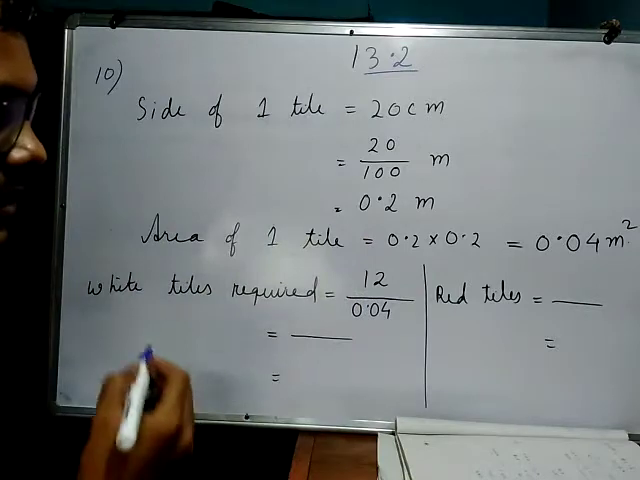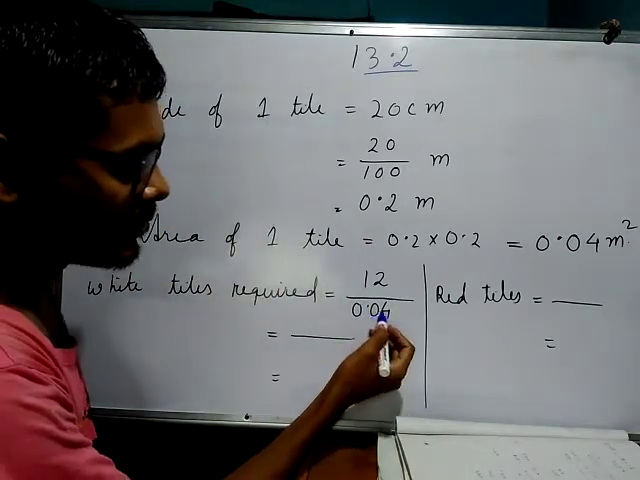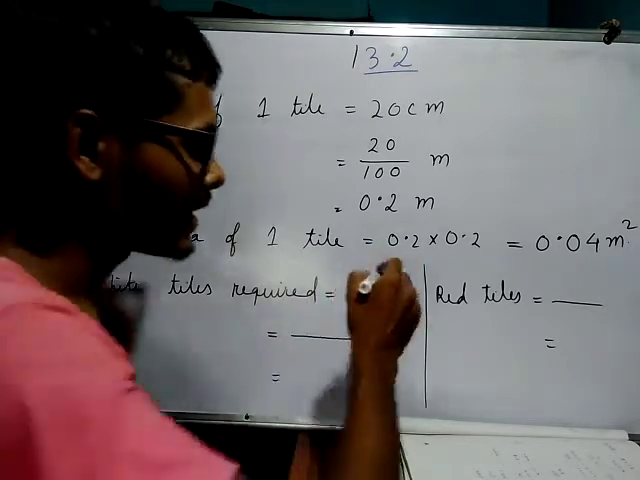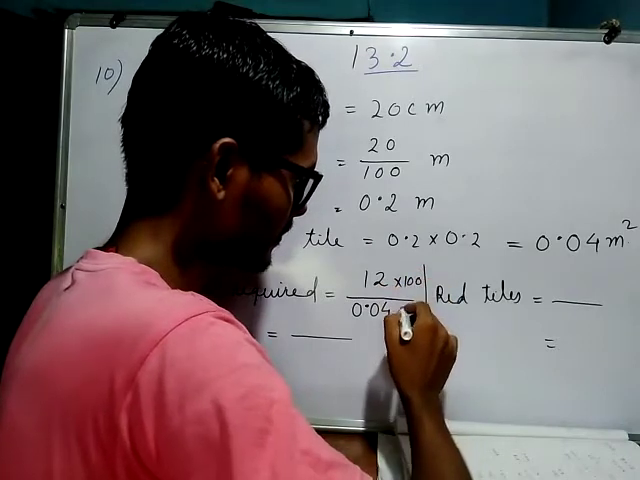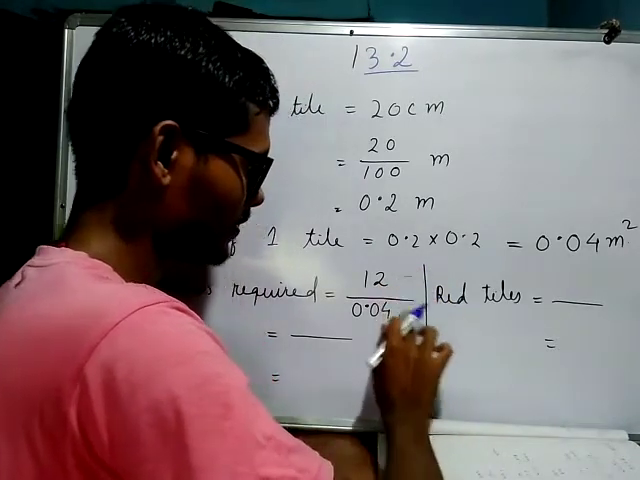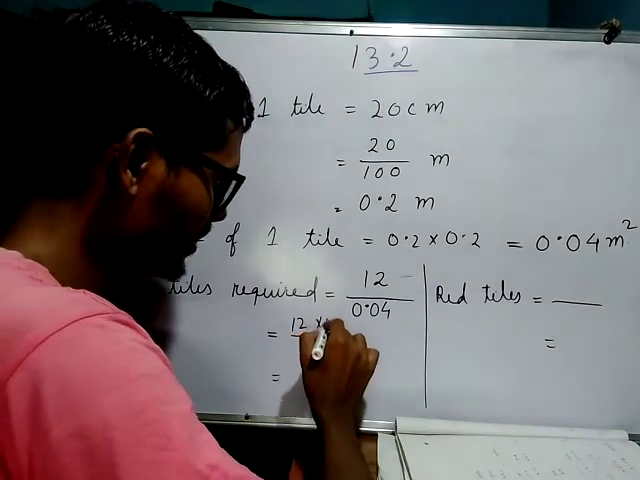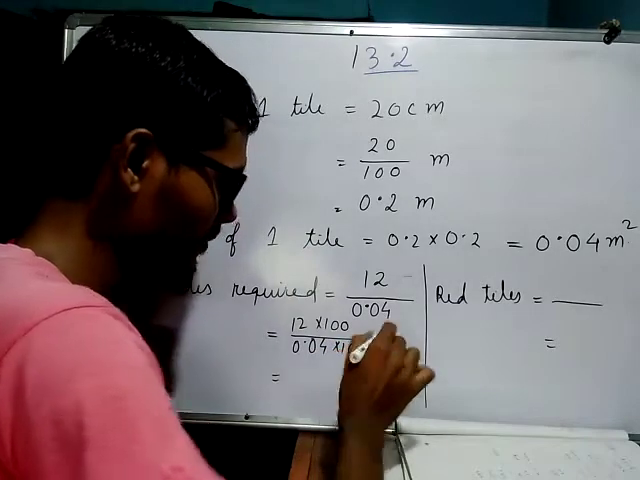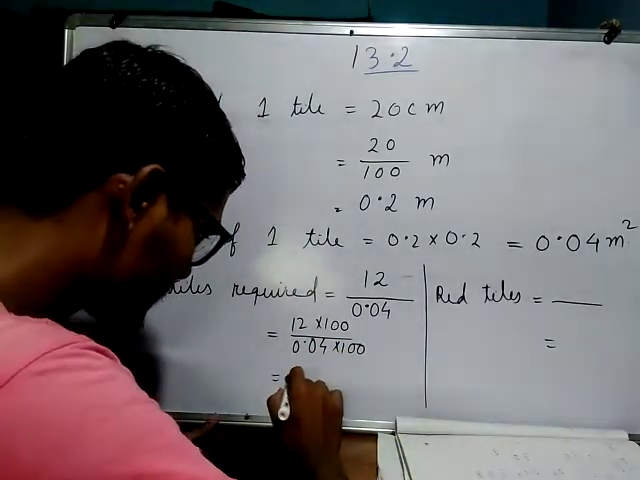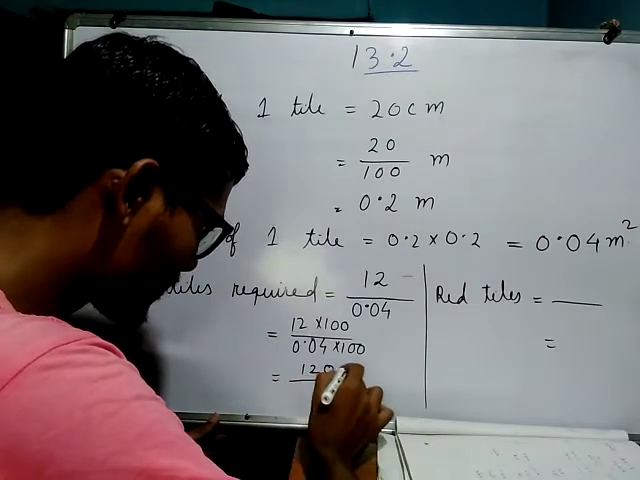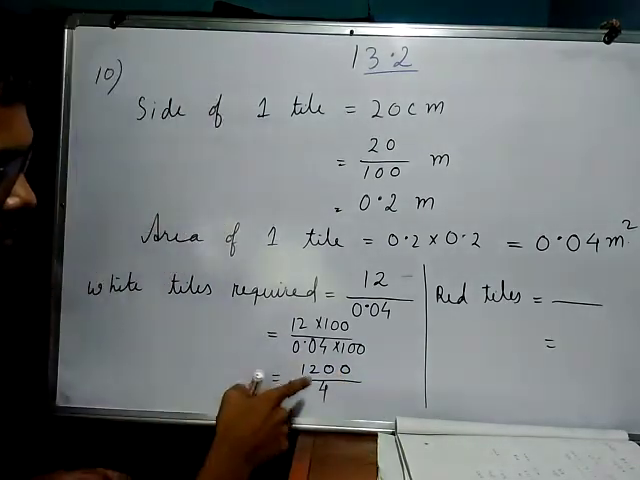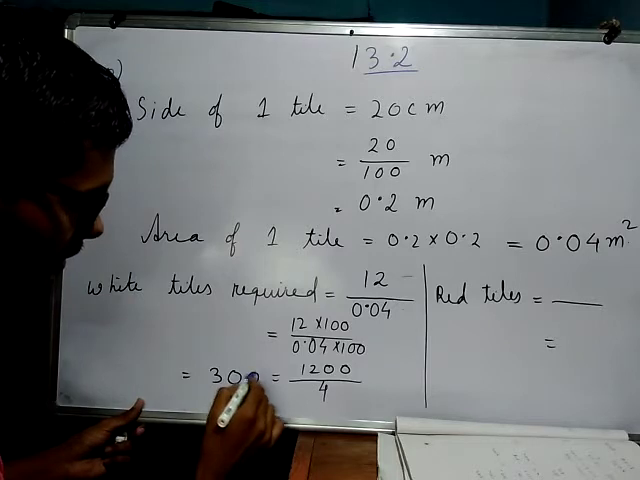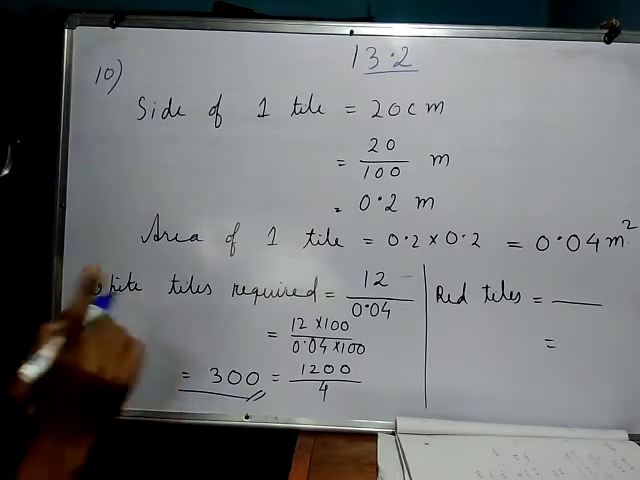Now how you will divide? For that always you remember first you remove the decimal from denominator. Here after decimal there is 2 digits, so multiply 100. So I will multiply here 12 multiply 100, 0.04 multiply 100. It will become 1200, it will become 4. So you divide 1200 with 4. You will get how much? 4 3s are 12. 300. So number of white tiles required 300.